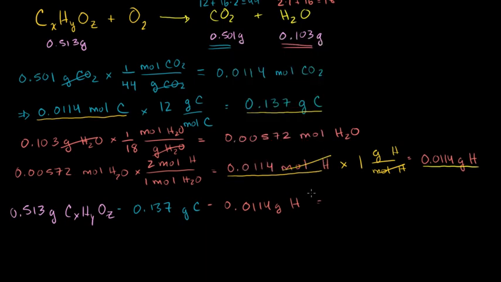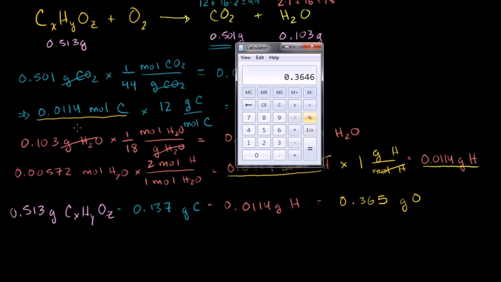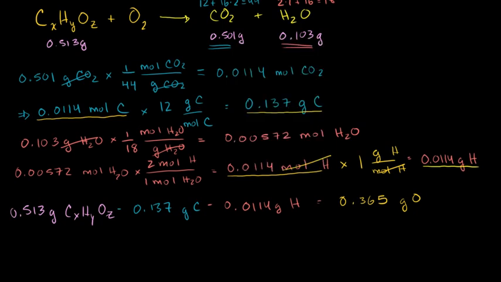So this is equal to 0.365 grams of oxygen. Let me make sure that I got that right. 0.365 grams of oxygen. So let's figure out how many moles this is. We're starting off, this mystery acid has 0.365 grams of oxygen, and we want to convert that to moles. So times, we want moles of oxygen in the numerator, grams of oxygen in the denominator, so they cancel.